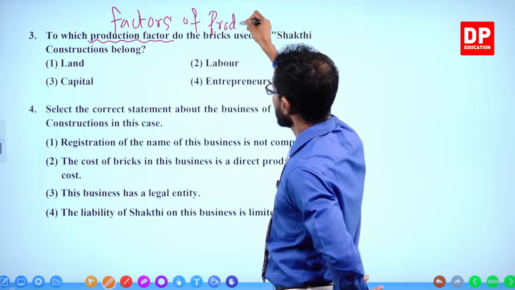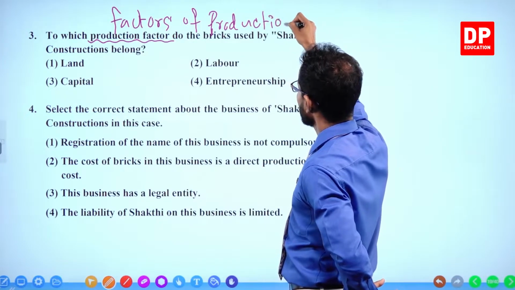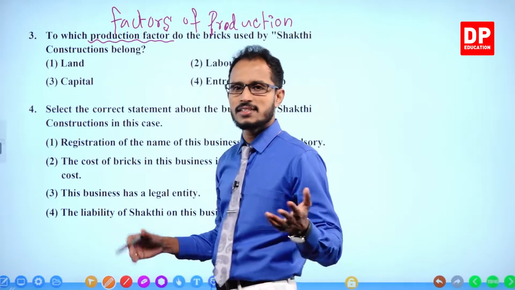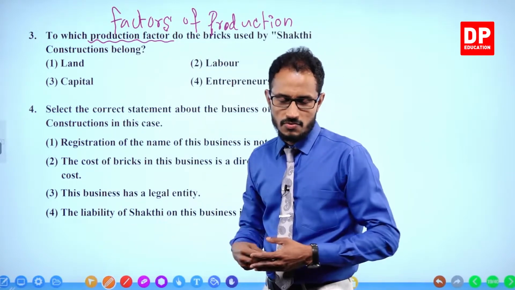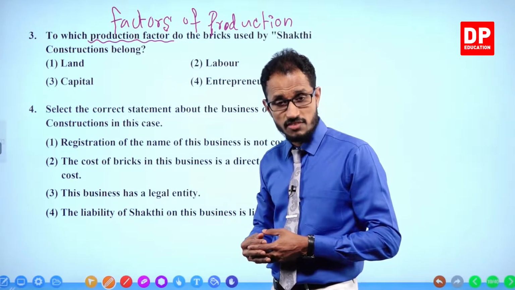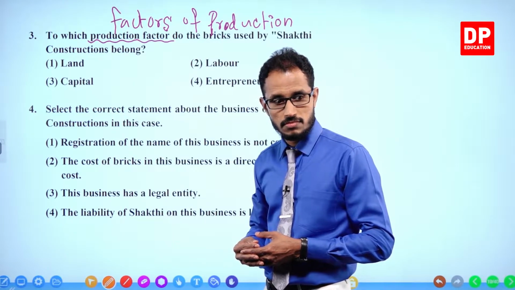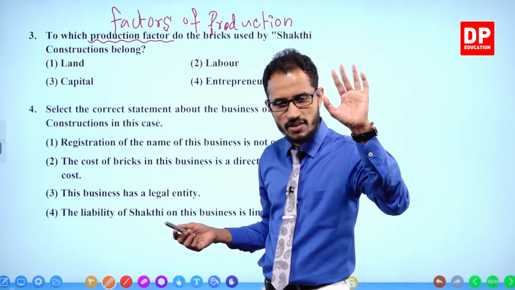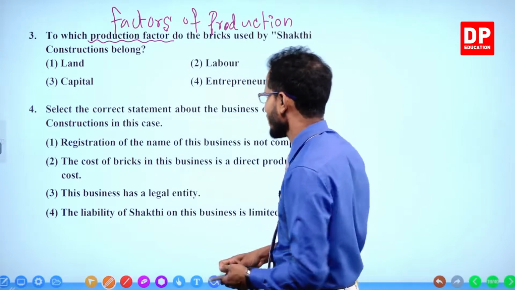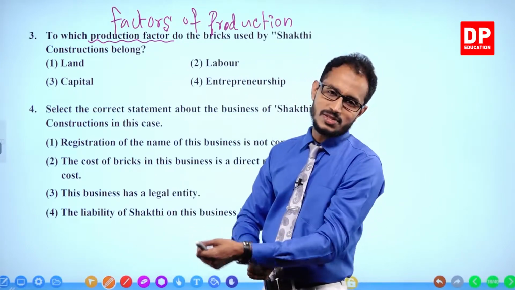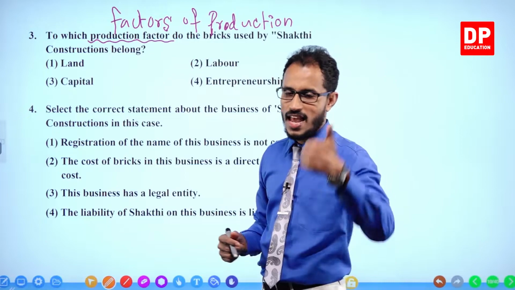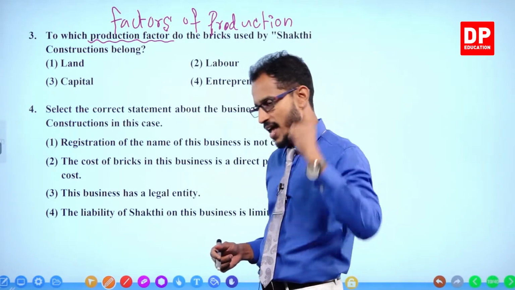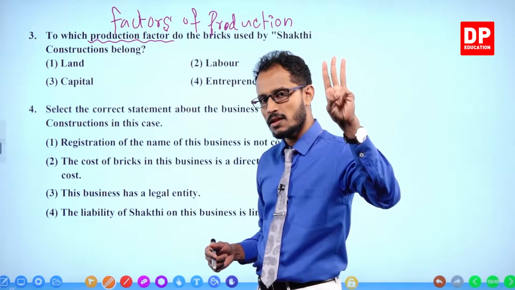There are only 4 factors of production, not 5. Oh, was it I who said there are 5 factors? Okay, right. There are only 4 factors of production: land, labor, capital, enterprise.